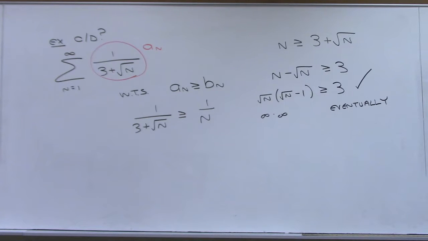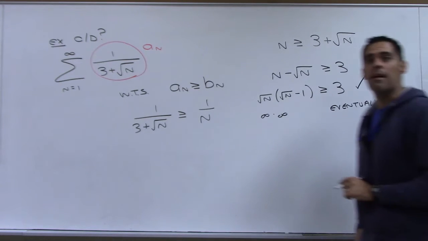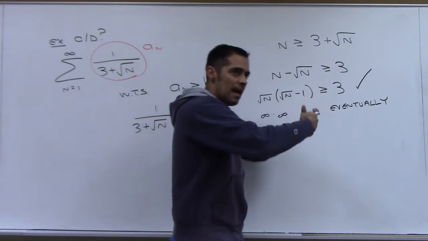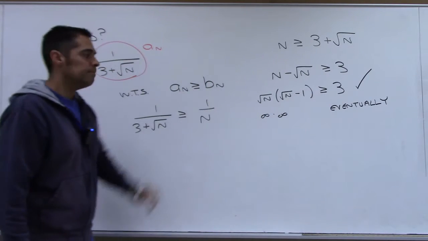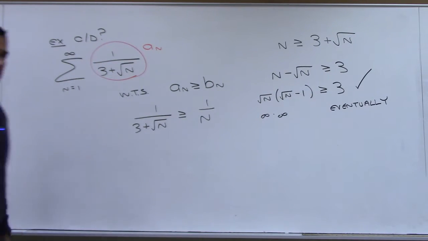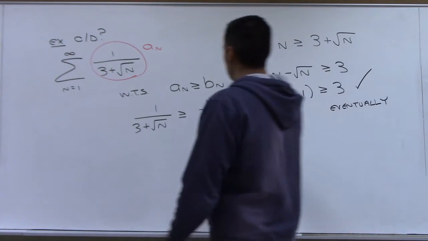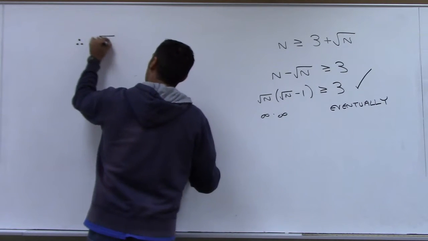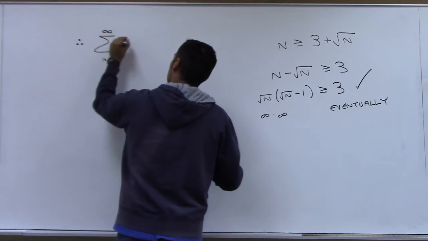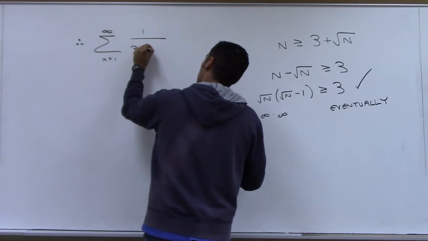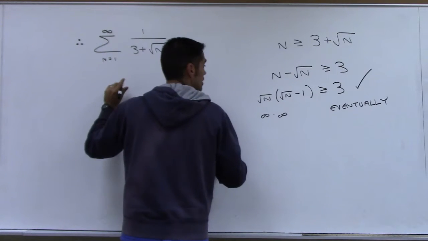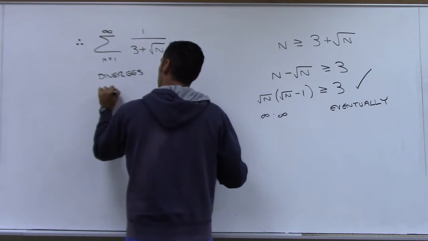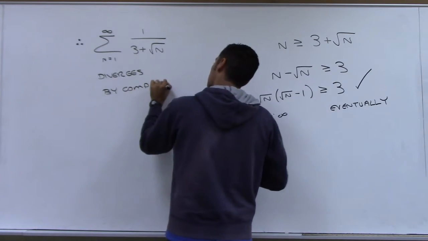That's eventually going to be true? I'm not really even concerned about where it happens, just that it eventually does. And at some point after, wherever it is, from that point on, this is always going to be true. So that's it. I can draw my conclusion now. Therefore, the series n equals 1 to infinity of 1 over 3 plus root n diverges by comparison test.